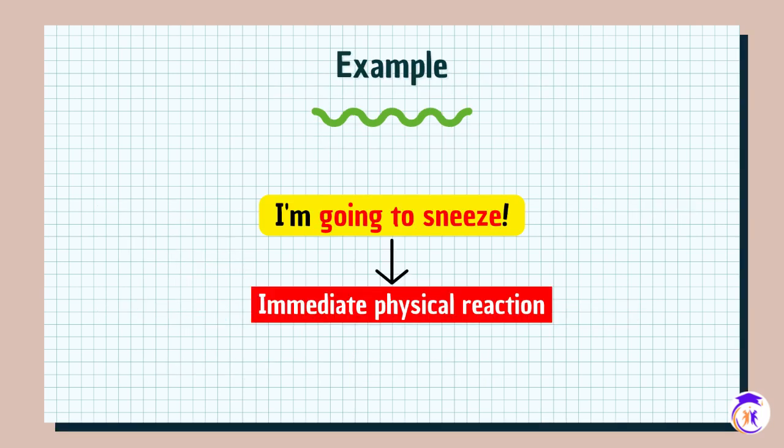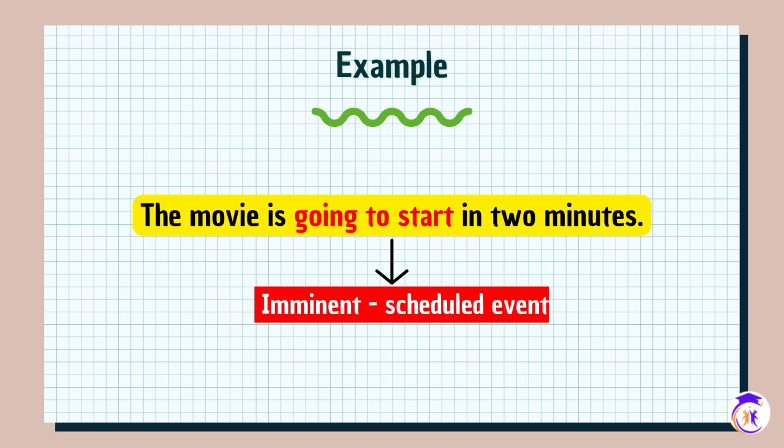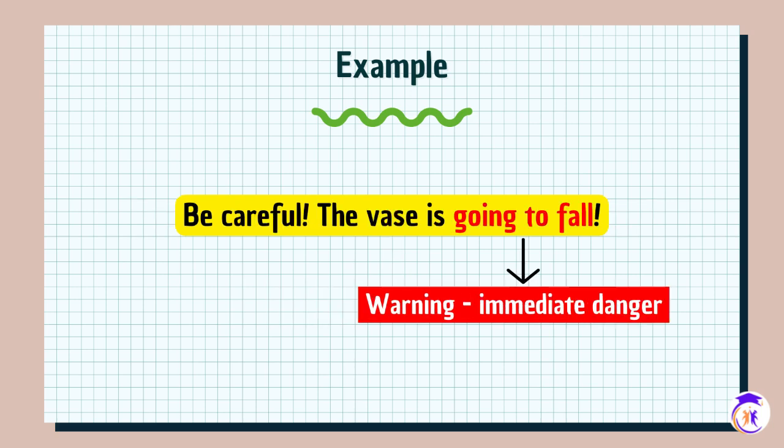In this example, the use of going to plus verb structure suggests that an immediate physical reaction is about to occur. The movie is going to start in 2 minutes. Here, by using going to plus verb, the sentence suggests that the event, the movie, is imminent and scheduled to happen shortly. Be careful. The vase is going to fall.